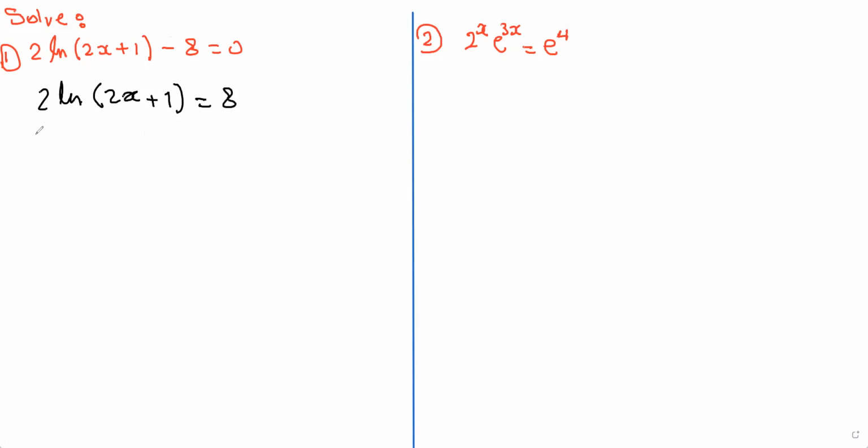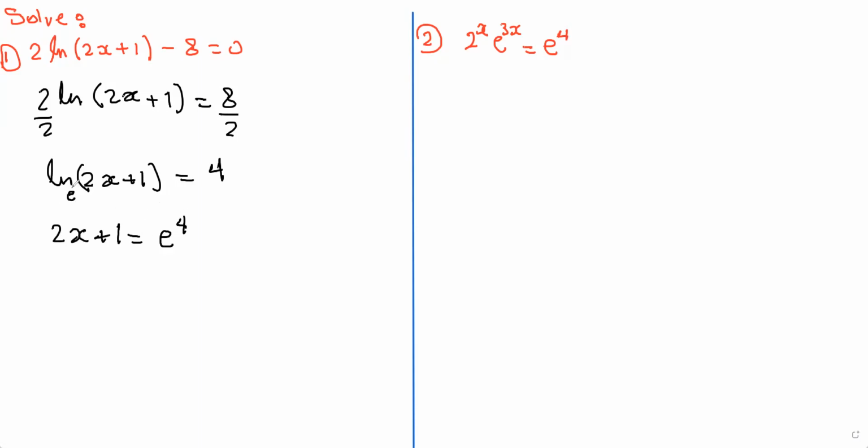After this, I think we should divide both sides by 2. And then I have ln 2x plus 1 equals 4. At this stage, we're going to use the log rules. So change this from natural log form to exponential form. You know, if it's a natural log, then your base is e. So what does this become? It becomes 2x plus 1 equals e to the 4.